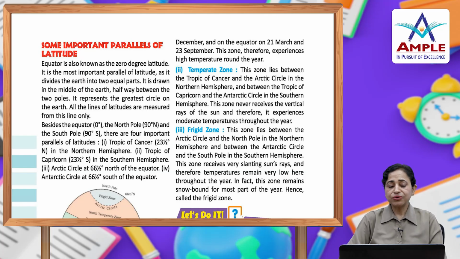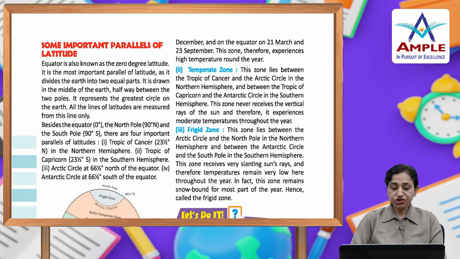Some important parallels of latitude. Equator is also known as the 0-degree latitude and it is the most important parallel of latitude as it divides the earth into two equal parts and it is drawn in the middle of the earth, halfway between the two poles. It represents the greatest circle on the earth. All the lines of latitudes are measured from this line only.